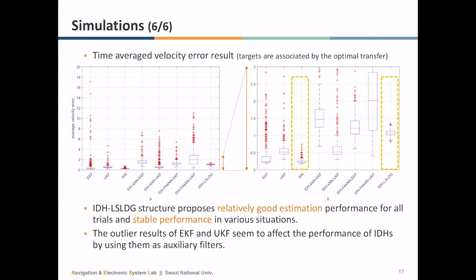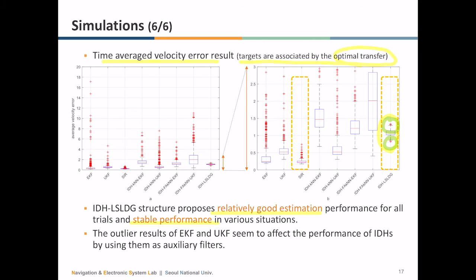To compare the velocity estimation result, this figure shows the target averaged velocity error between the true target and the corresponding estimated target with respect to the optimal transportation of the OMAP. The aspect of the velocity estimation result is similar to the position result. You can see that the outlier distribution of IDH-LSLDG is more stable than the position result. To sum up, the proposed filter structure shows a relatively good estimation performance for all trials and stable performance in various situations.